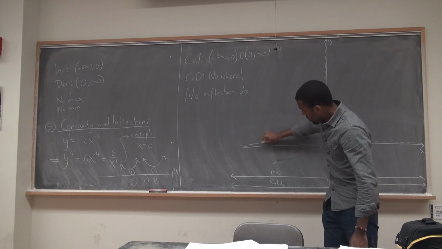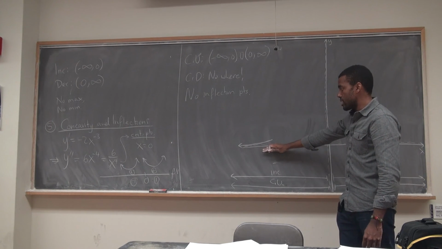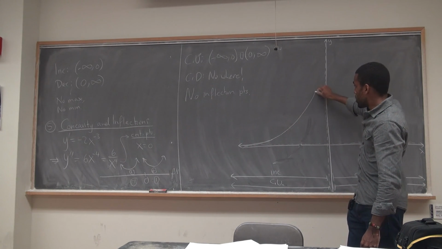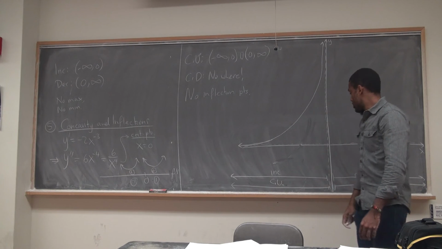I have to start up here. So I know I'm going towards this line from above. I will never touch the x-axis, so I know I never cross it. And then I'm increasing concave up. So that's that side of the graph.